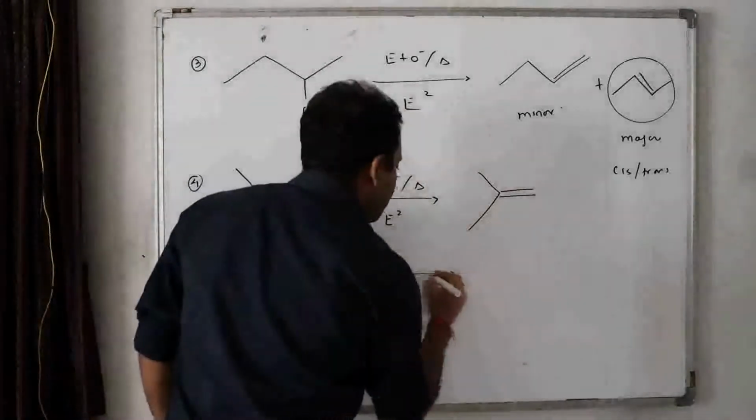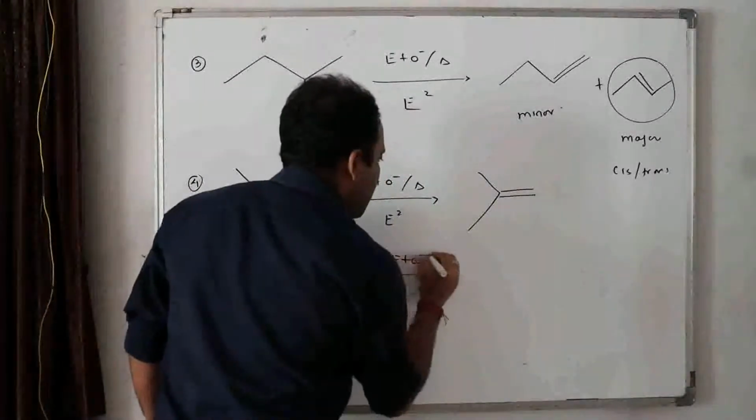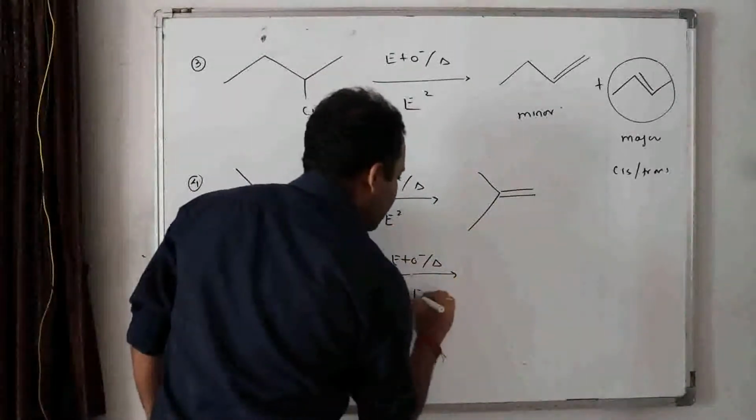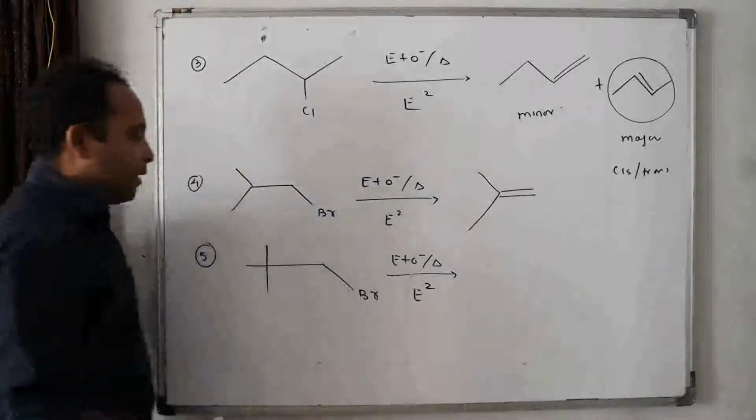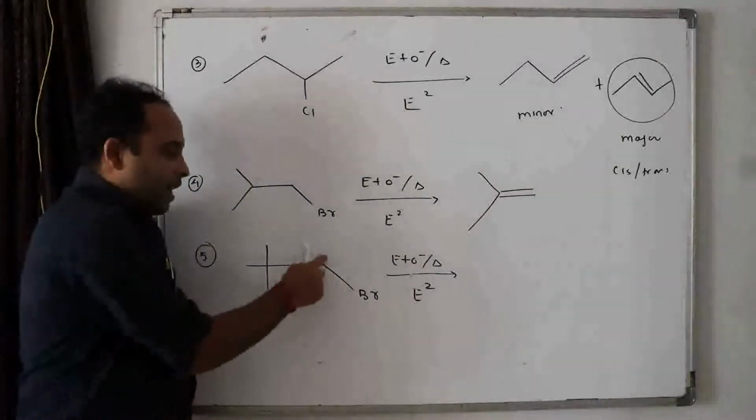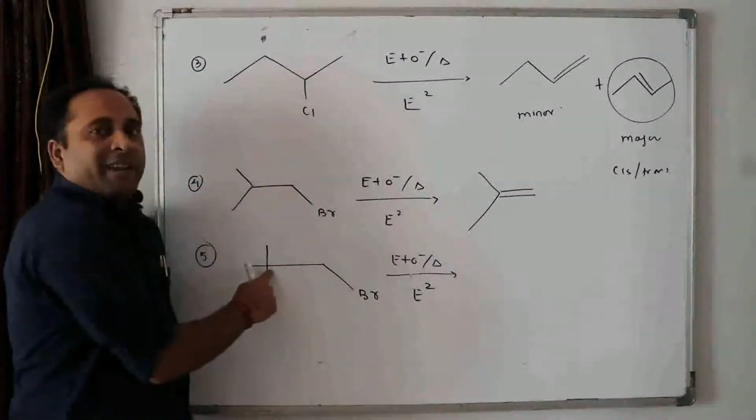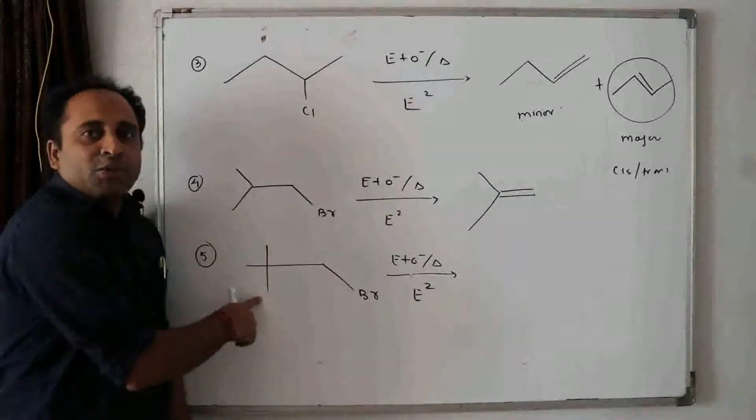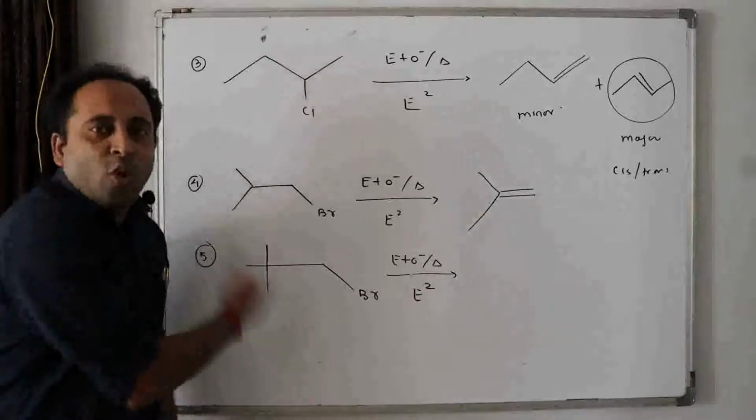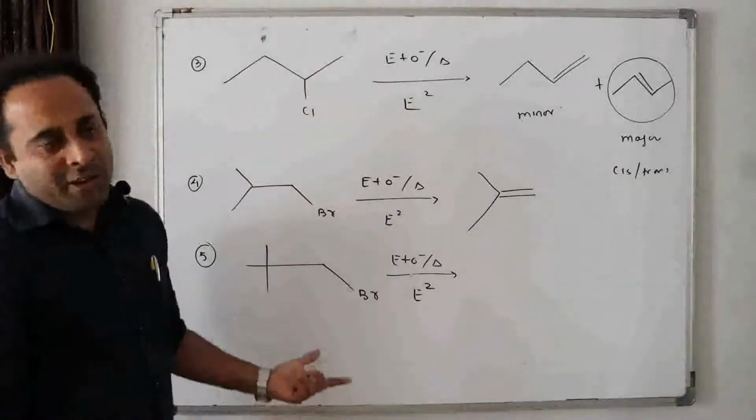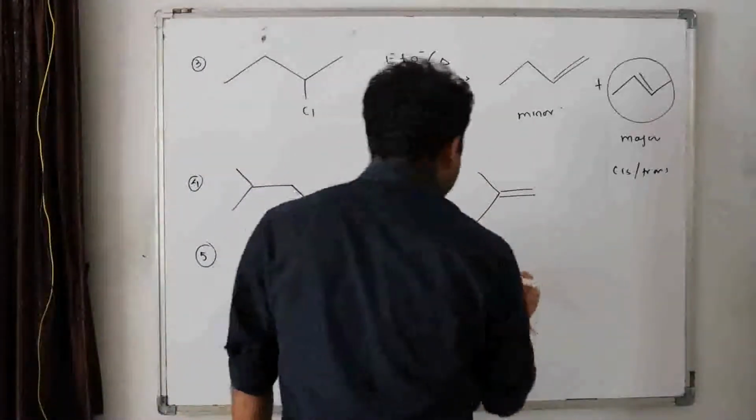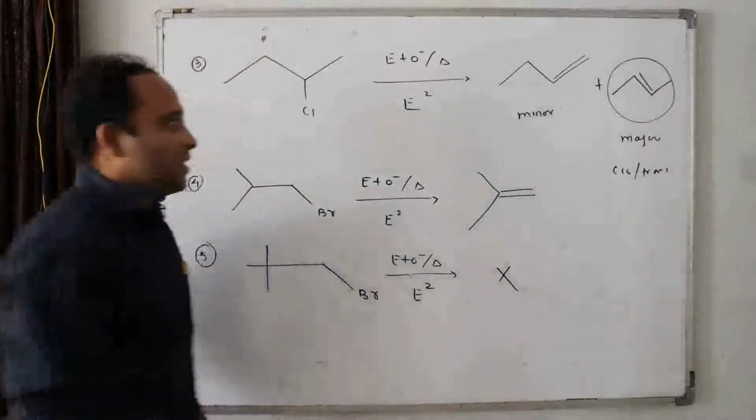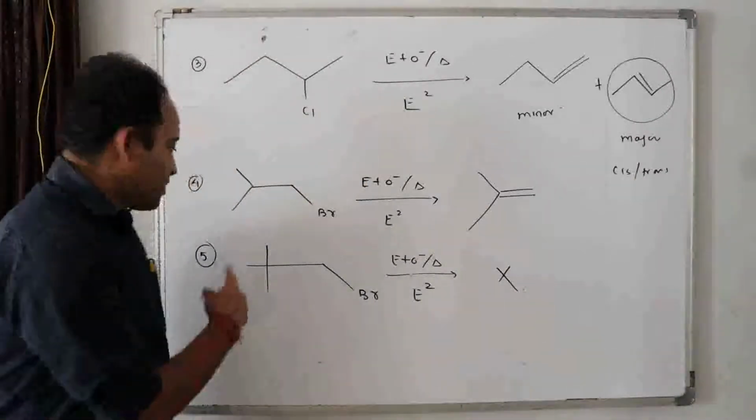Bromine, same, EtO minus, heated, E2 reaction. What will happen? Bromine is on the alpha position, then this is the beta position. We need a hydrogen, but here there is methyl, methyl, methyl. No chance of hydrogen. When there is no hydrogen, there is no elimination reaction, even if you hit, so there is no reaction in this case. Do you understand this concept clearly?